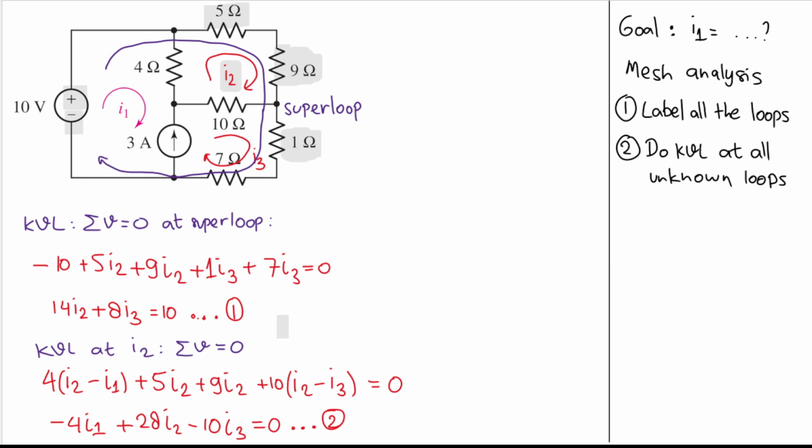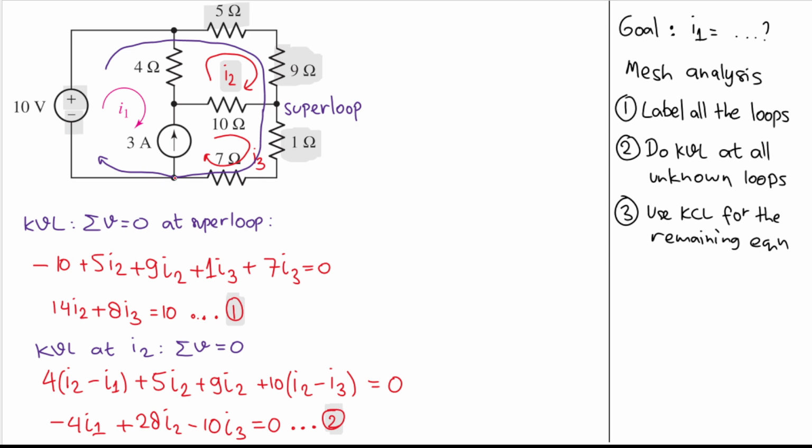So now we have 2 equations, but we have 3 variables. We need one more equation. So the third step will be to use KCL for the remaining equation. Okay, what can we do from here?